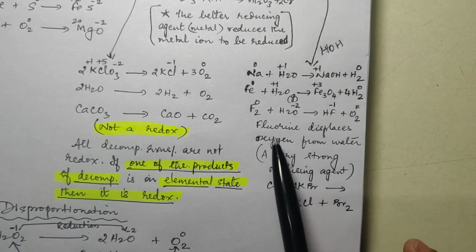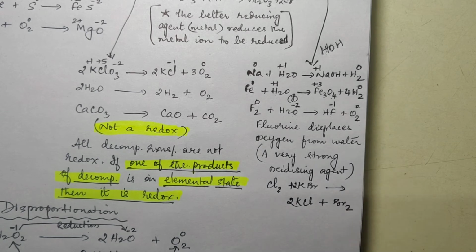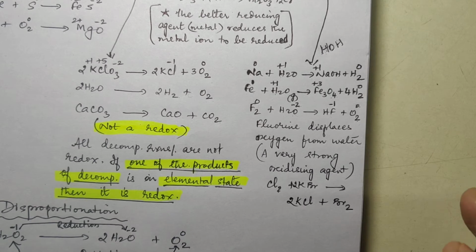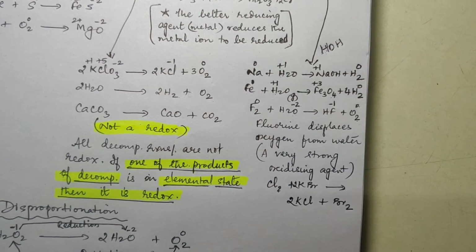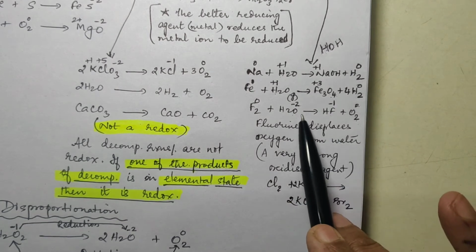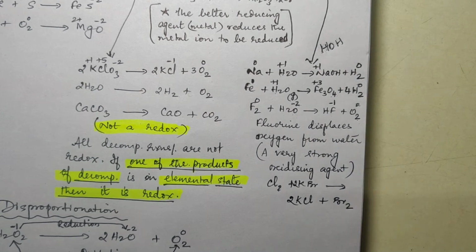Okay, so what has happened here? Fluorine displaces oxygen from water. Fluorine is considered to be the strongest oxidizing agent, and it oxidizes water to oxygen. Right? It displaces oxygen from water to elemental oxygen.